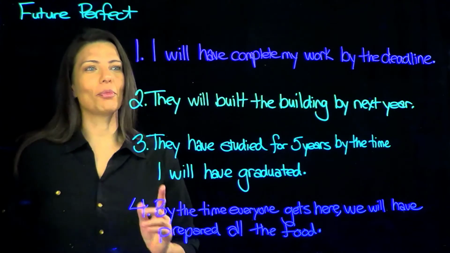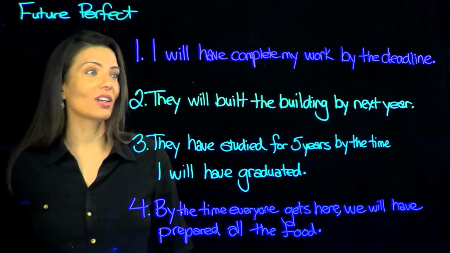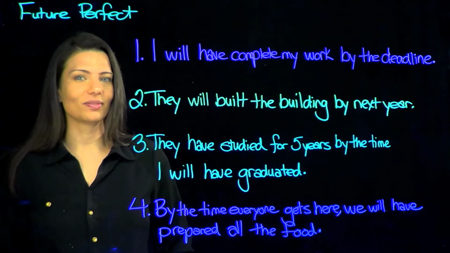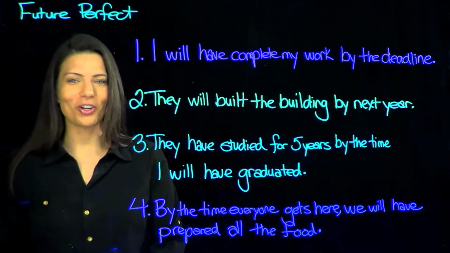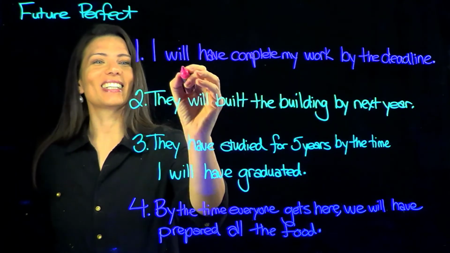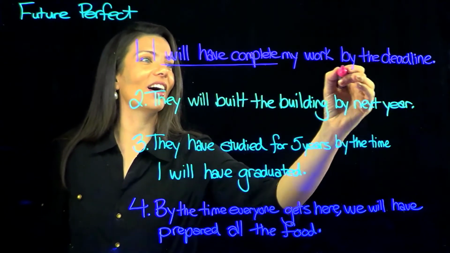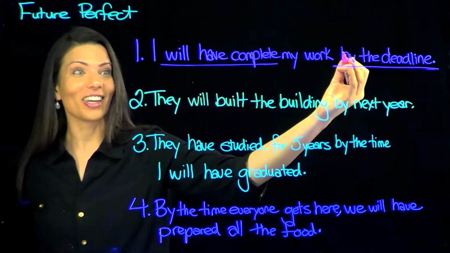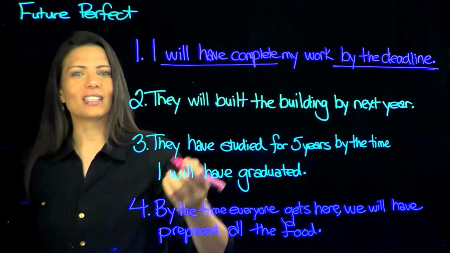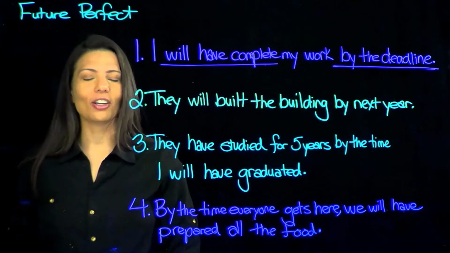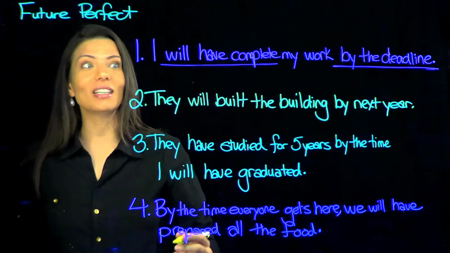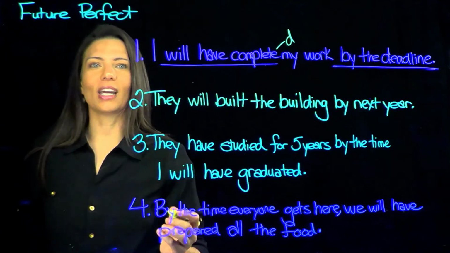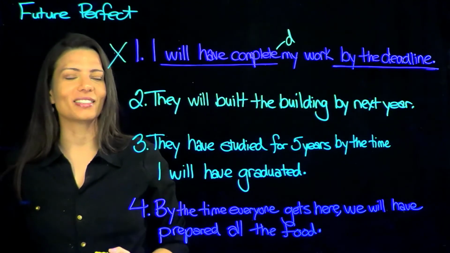Let's break it down. Number 1, I will have complete my work by the deadline. It looks pretty good. However, it is missing something. If you know what it's missing, put it in the comments below. I want to know. All right, let's take a look. I will have complete my work by the deadline. So this is fine, by the deadline. I will have complete. We're missing one letter here. Now you might think, oh, it's only one letter. It's not a big deal, but it is a big deal. We need the past participle. So I will have completed my work by the deadline. So number 1, not correct, but now it is.